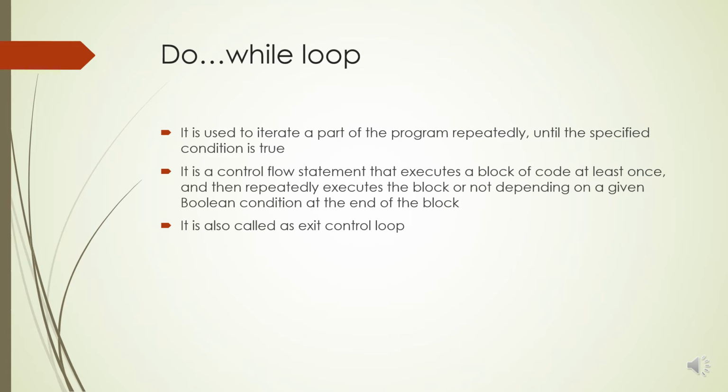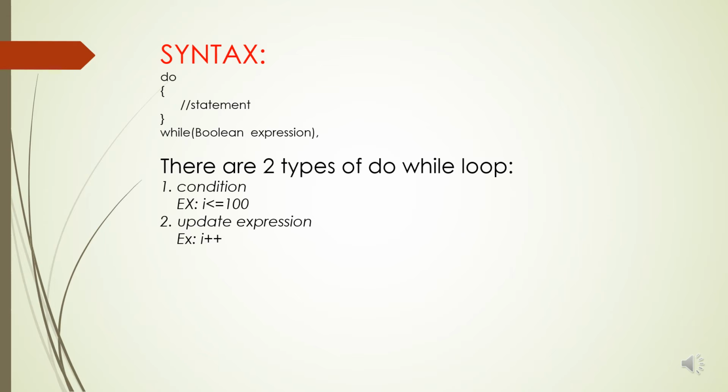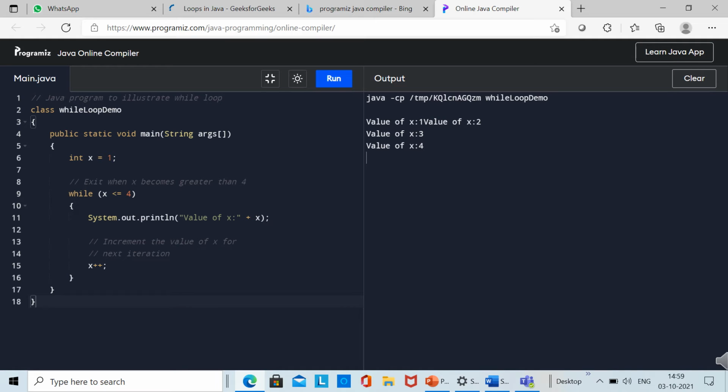In simple words, the do while loop is a variant of the while loop. This loop will execute the code block once before checking if the condition is true. Then it will repeat the loop as long as the condition is true. In the same way that the while loop has two parts, the do while loop also has two parts: the condition expression and the update expression. The following program is an example of the do while loop.